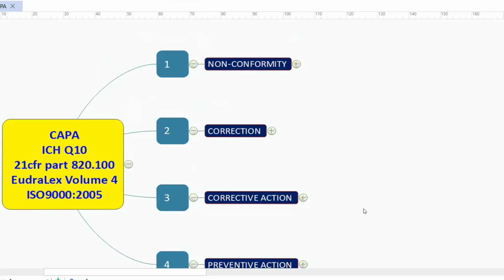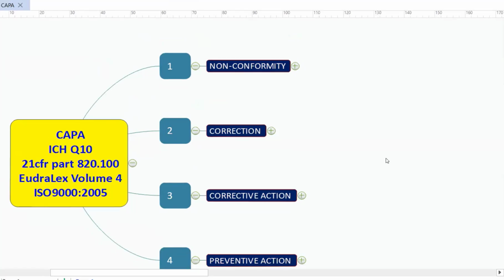There are four important terms now. The first one is non-conformity. The second one is correction. Third is corrective action. Fourth one is preventive action. I do not know whether you have heard about these terms earlier or not, but these are going to be very important terms when you start working in the pharmaceutical industry. Any industry, it doesn't matter which industry you want to work for, these are always going to be part of your work.